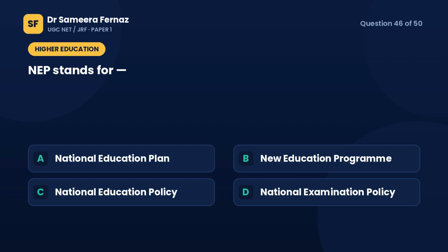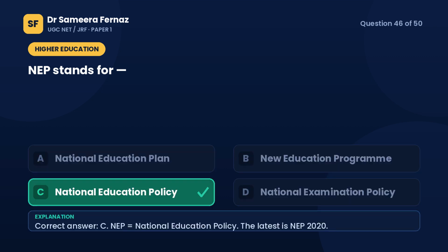Question number 45, people and environment. Which gas adds the most to the greenhouse effect? So the answer is option A, carbon dioxide. It is the biggest heat-trapping gas.